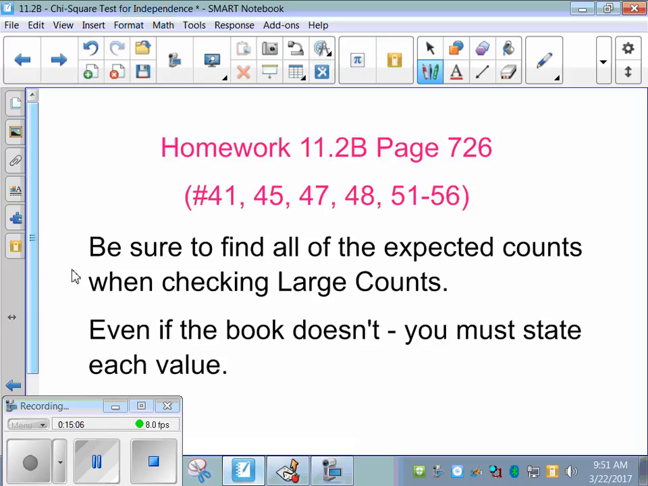So on your homework, of course, don't forget to actually state all the numbers for large counts. And even if the book doesn't, make sure that you do it.